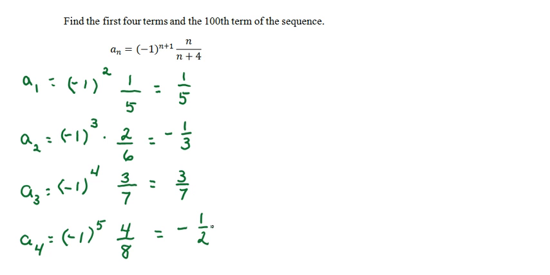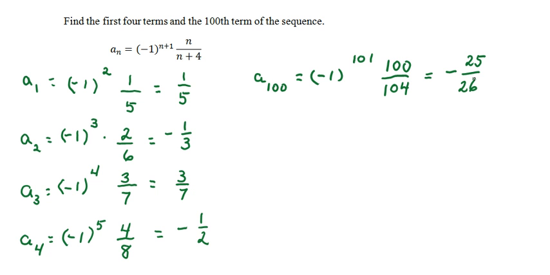For a sub 100, we will have negative 1 to the 101st power, because it's the number of the term plus 1, and then the fractional factor will be 100 divided by 104, 4 more than n. So negative 1 to an odd power, this term is going to be negative, and it reduces to negative 25 over 26.